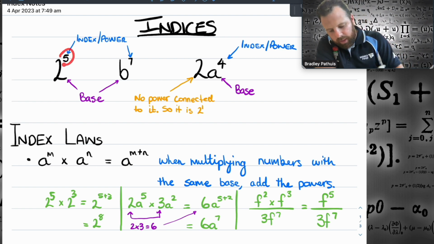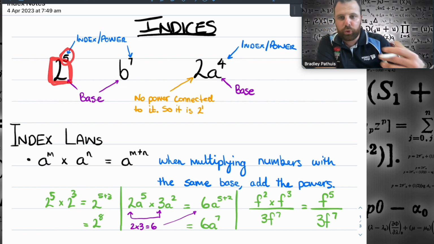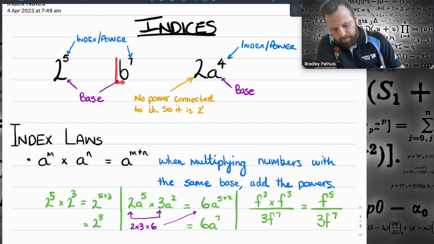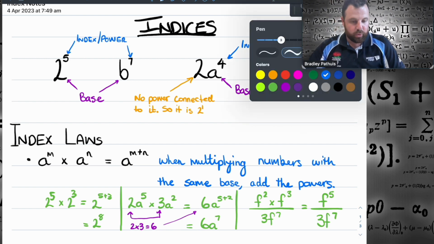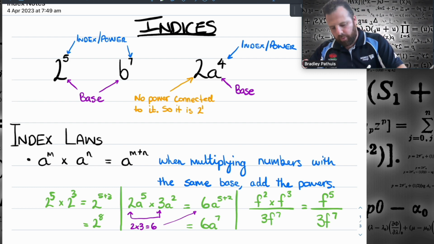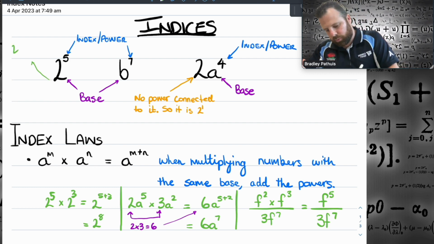So I have 2 to the power of 5. Because it's 2 to the power of 5, 2 is the base, and 5 is its index. Over here, b is the base, and 7 is its index. And 2 to the power of 5 all that really means is 2 times 2 times 2 times 2 times 2. There were 5 2's there.